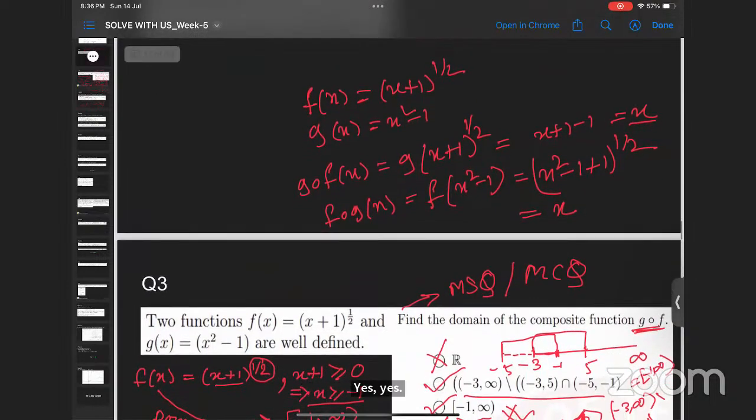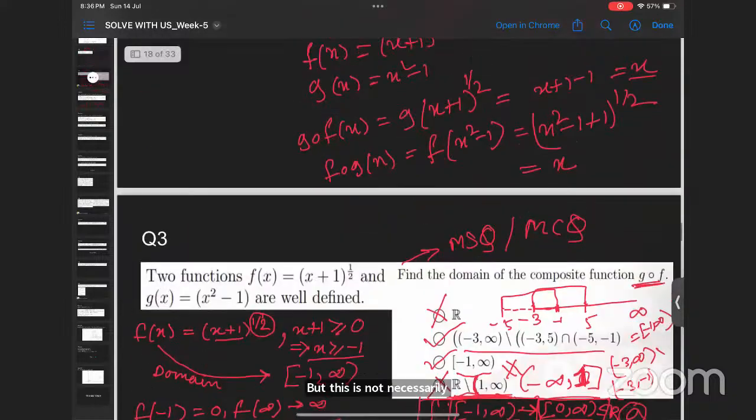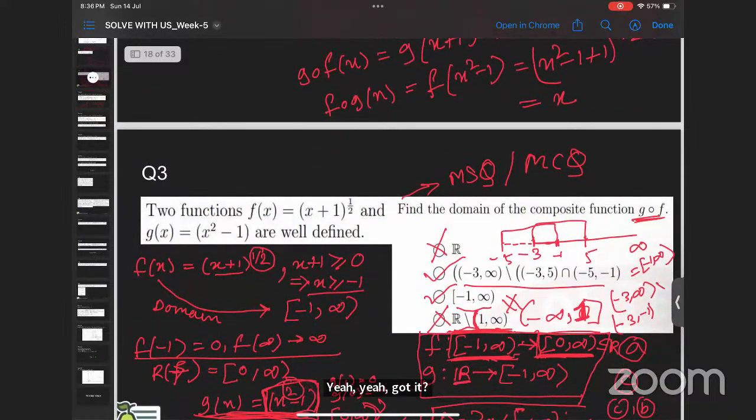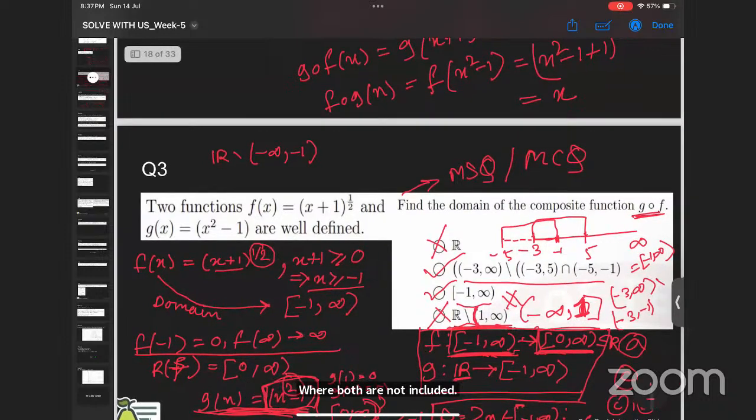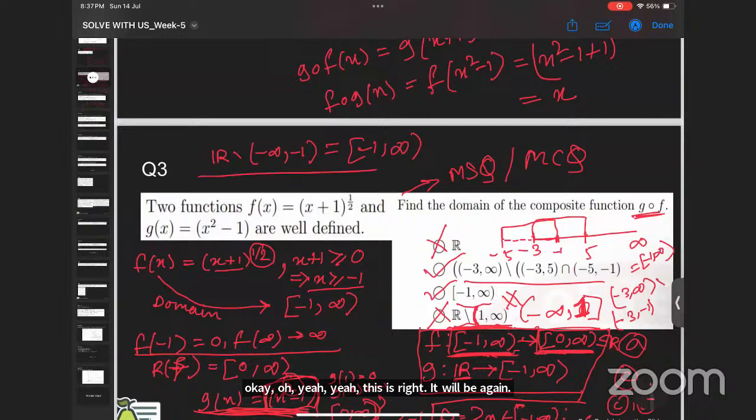Ma'am, for the fourth option, both are the same. For the fourth option to be correct, it should be R excluding minus infinity to -1, where both are not included. This will be right? Yes, this is correct. This is completely correct.